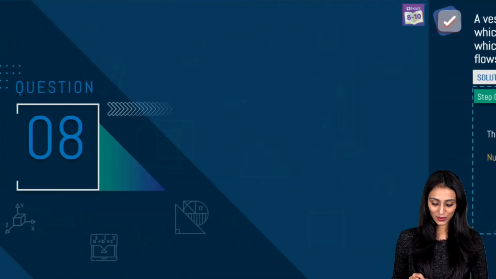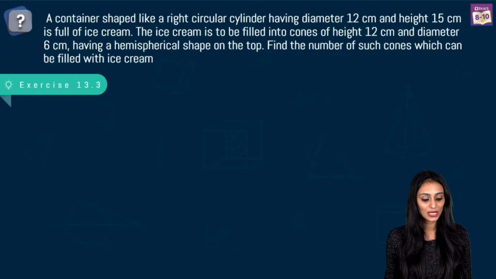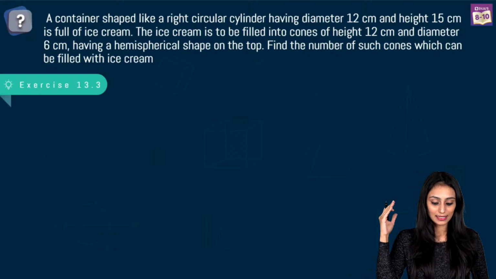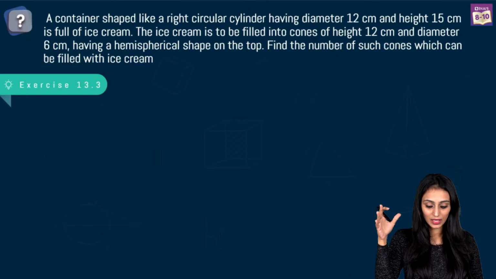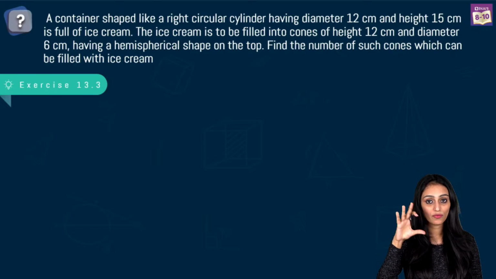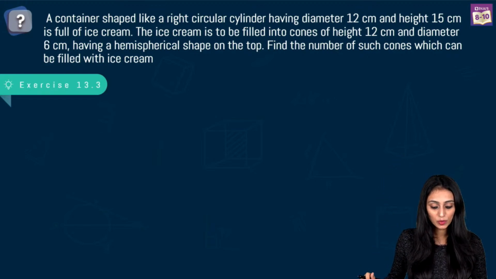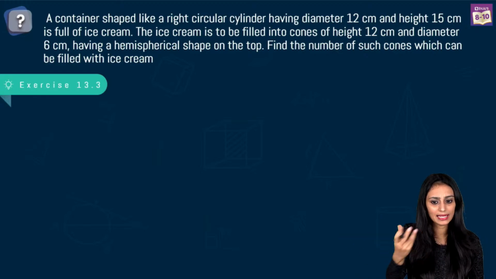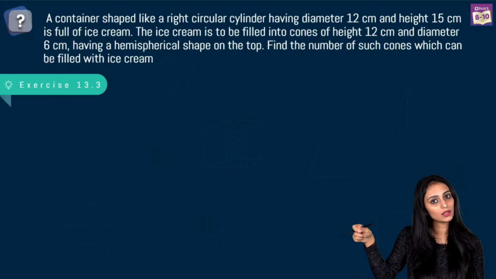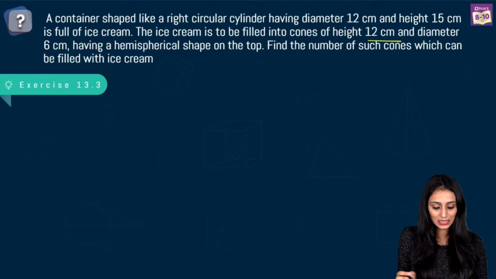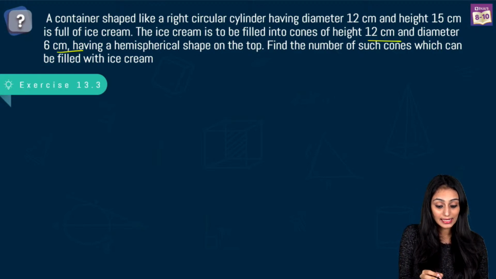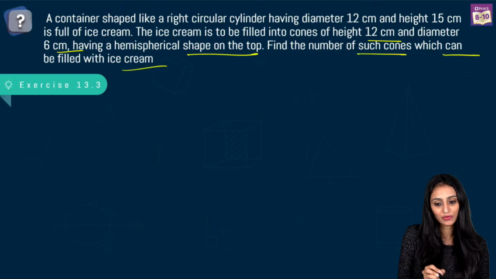Let's move ahead. Let's take a look at question number 8 now. A container shaped like a right circular cylinder having diameter 12 centimeter and height 15 centimeter is full of ice cream. It's full of ice cream up to the brim. The ice cream is to be filled into cones. We all have seen ice cream cones, right? They have a height of 12 centimeter and diameter 6 centimeter, with a hemispherical shape on the top. Find the number of such cones which can be filled with ice cream.